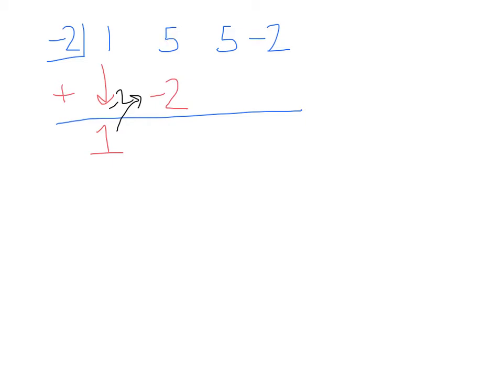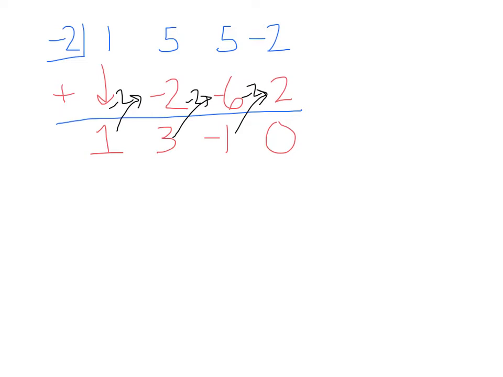5 plus negative 2 is 3. We are then going to multiply by whatever is in the box, which is negative 2, so we get negative 6. This becomes negative 1. When we multiply again by negative 2, we get positive 2, and so we get 0.